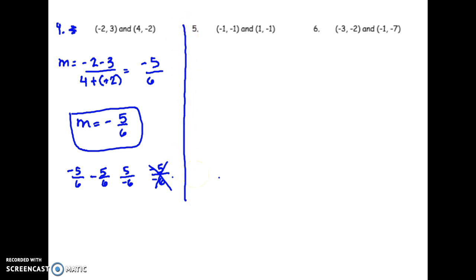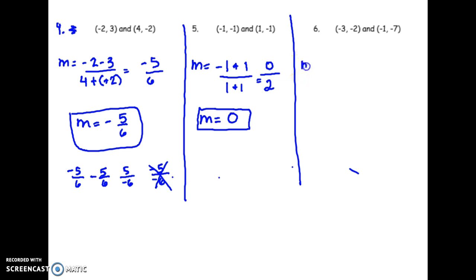If we did number 5, our slope would be equal to negative 1 plus 1, because we're subtracting a negative, divided by 1 minus a negative 1, so again 1 plus 1. Here we get 0 divided by 2. Well, 0 divided by 2 is equal to 0. So our slope is 0.